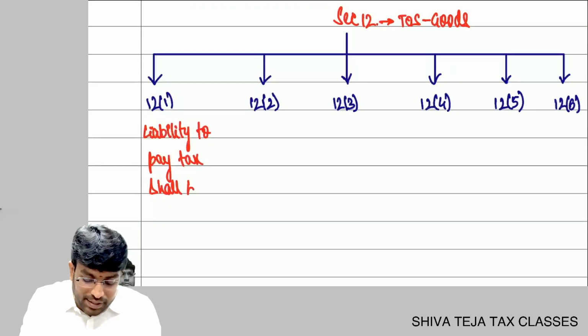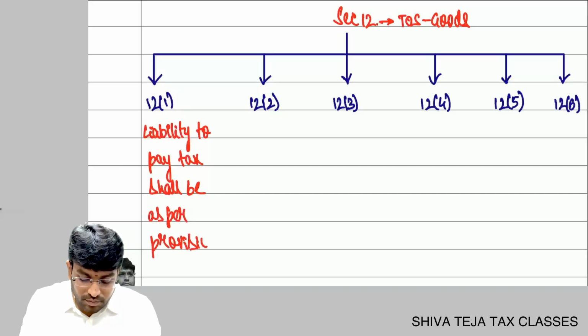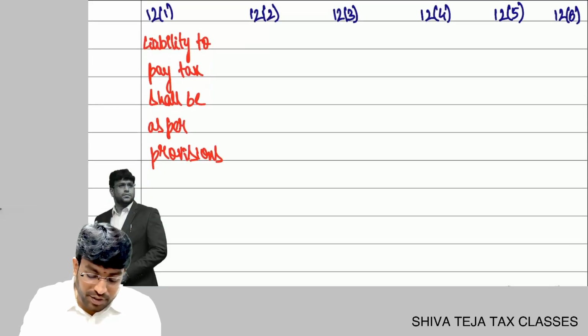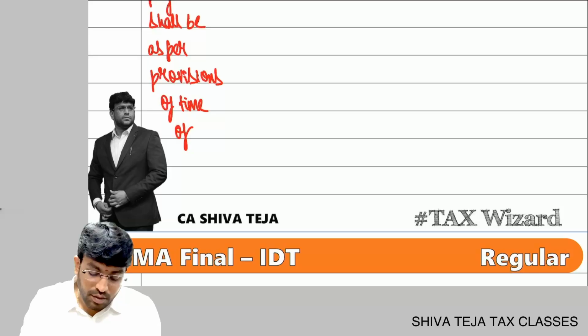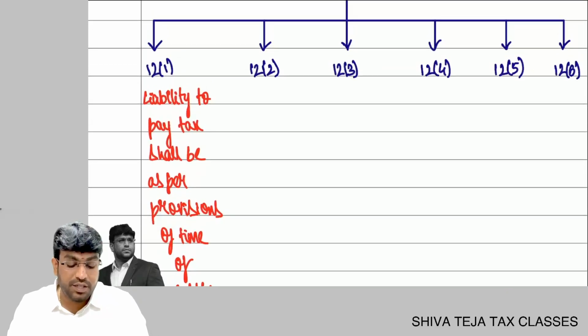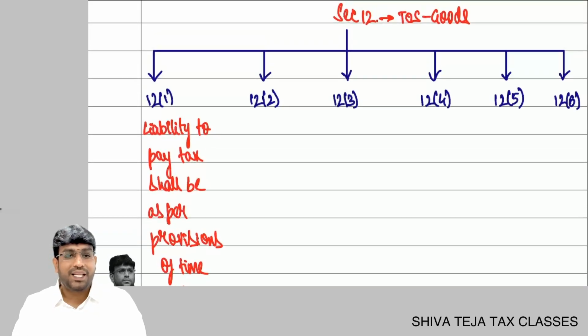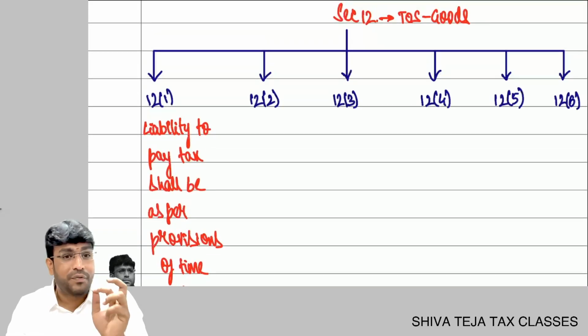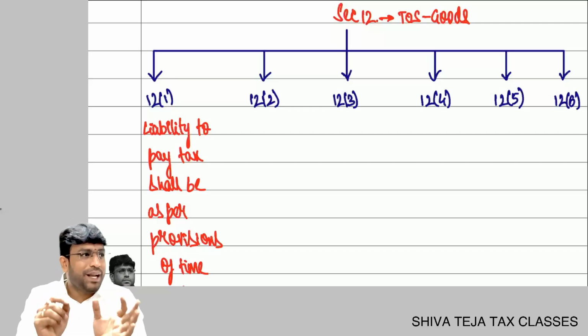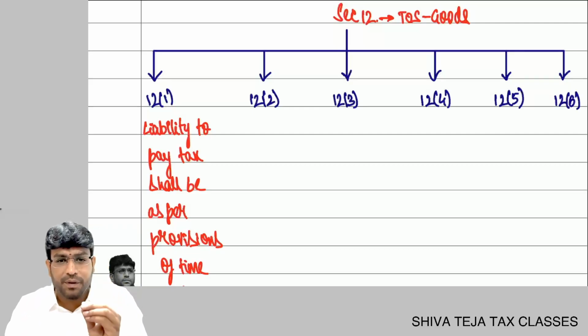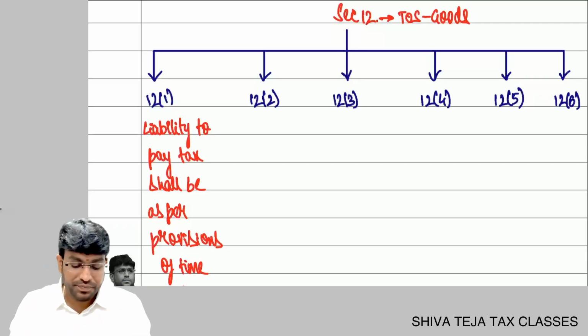Liability to pay tax shall be as per provisions of time of supply. Come on, friends, getting clarity on this point? 12.1 says what? Liability to pay tax shall be as per provisions of time of supply. When you are liable to pay tax, it is determined using the provisions of time of supply.